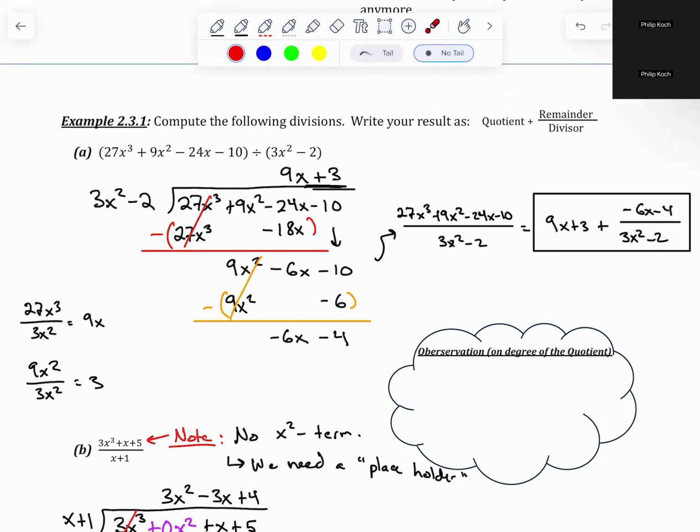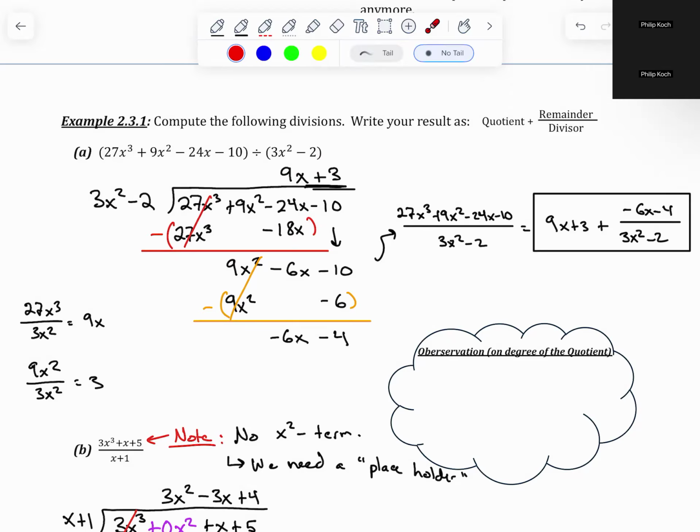Any other questions? Great question. It only plays a role when you do the multiplication. When you do the 9x times the 3x squared minus 2, that's where I get the minus 18x. That's where it comes into play. Cool? Any other questions? So it does play a role, just not in the original step, like not in step 1.